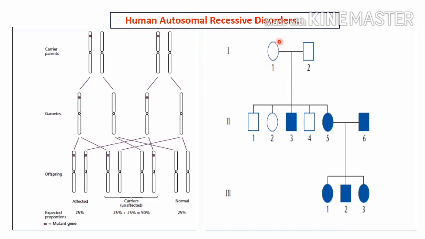So we can see that both mother and father may be carriers for the gene, and when the homozygous condition occurs in the female, the female becomes affected. In a male, if he shows this phenotypic effect, this disease condition, it means this son received the mutated allele from both parents, and both parents are carriers for this mutated allele. So this is the human autosomal recessive disorder.